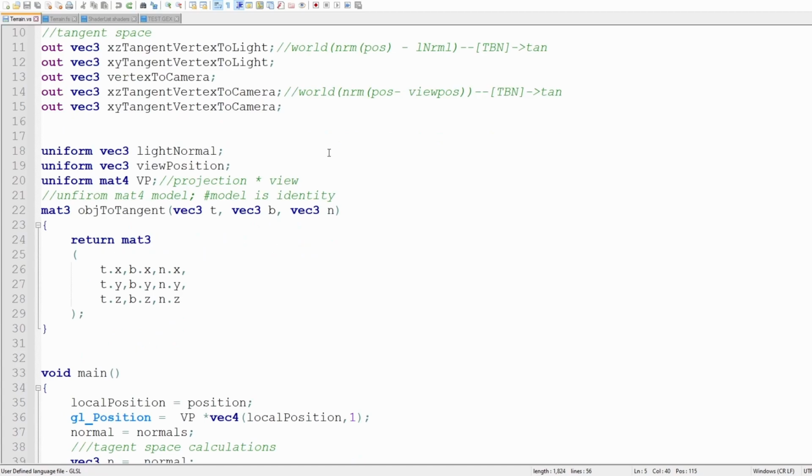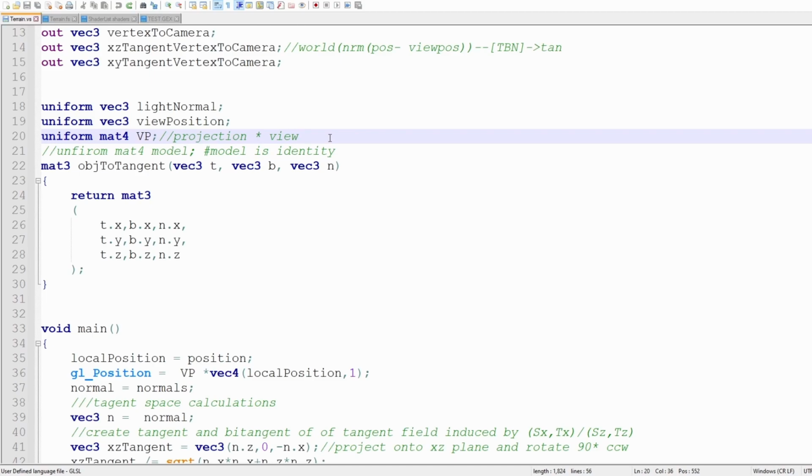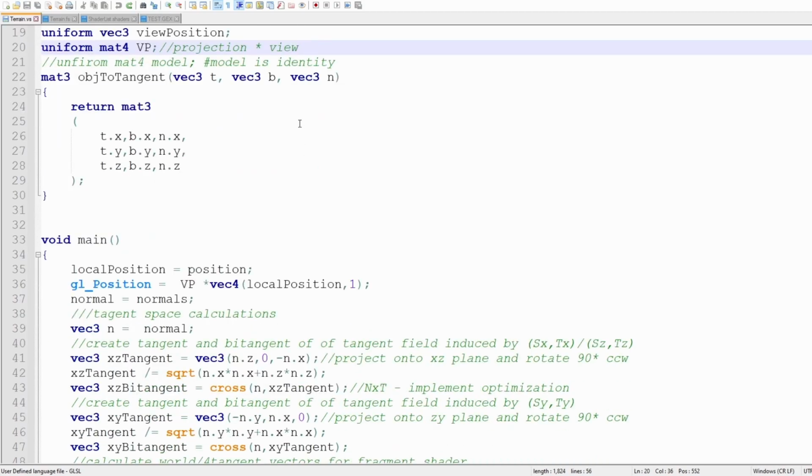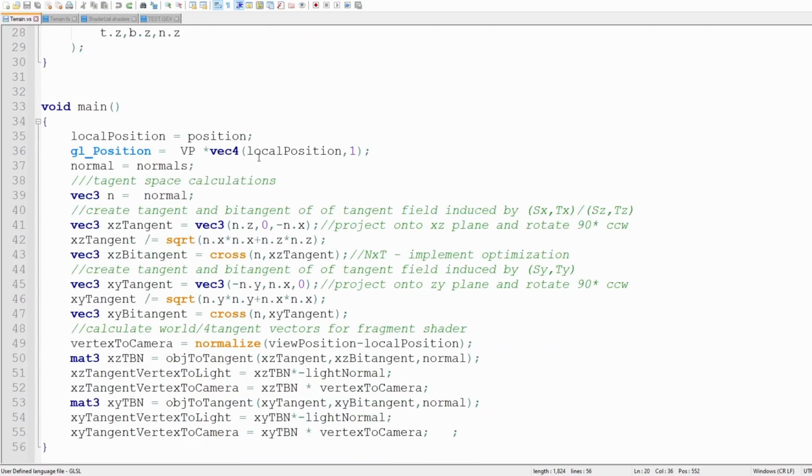As far as uniforms go, we just specify the direction of the light as the light normal, the physical position of the camera, and then the view projection matrix. Here, object to tangent is just a helper function that takes the TBN matrix basis vectors and returns the transpose of them. And then now here in main, nothing crazy happens. This is standard OpenGL, or GLSL, stuff. And then here, the XZ tangent and the XY tangent are calculated using that projection to the plane and rotating 90 degrees. And then the respective bitangents are just the cross product of the n and the tangent.